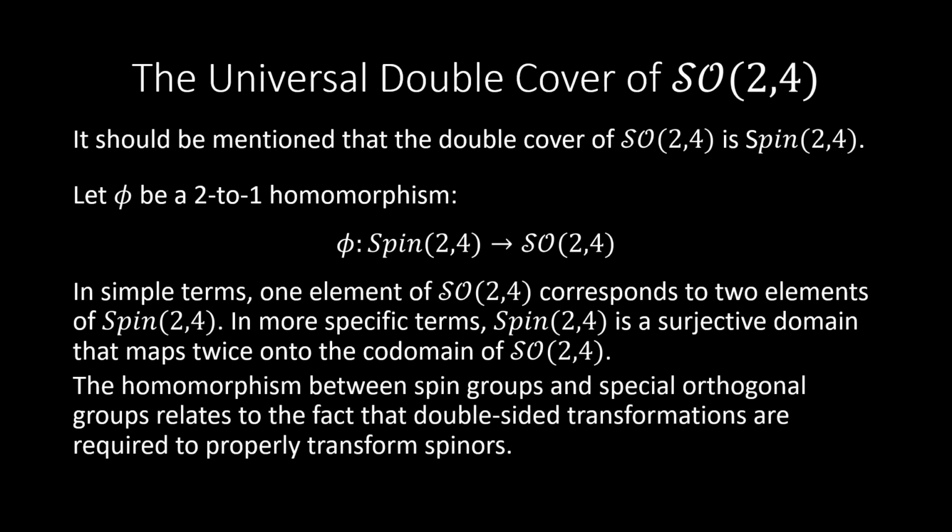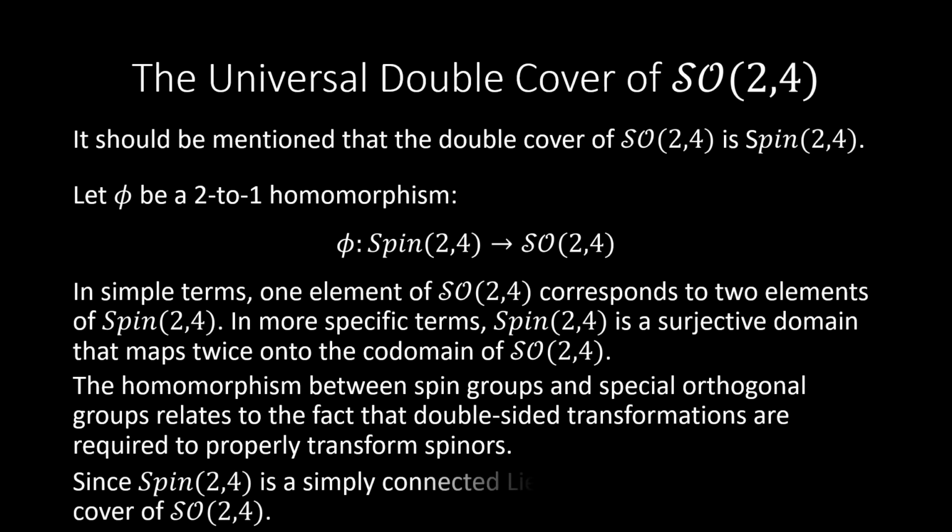The homomorphism between spin groups and special orthogonal groups relates to the fact that double-sided transformations are required to properly transform spinors. Since Spin(2,4) is a simply connected Lie group, as I mentioned before, it is also the universal cover of SO(2,4). So it's a double cover, a universal cover, it's a universal double cover.